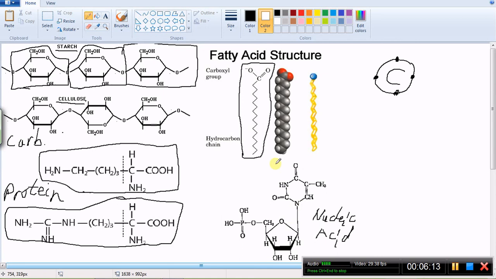A nucleic acid, again, this would be like a single unit, and then if we bond a bunch of these together, just like we said we did for carbohydrates, and the amino acids bind together to make proteins, if we bond together lots of nucleic acids, we get DNA or RNA, and that's called a nucleotide. So nucleic acids are the building blocks for nucleotides.